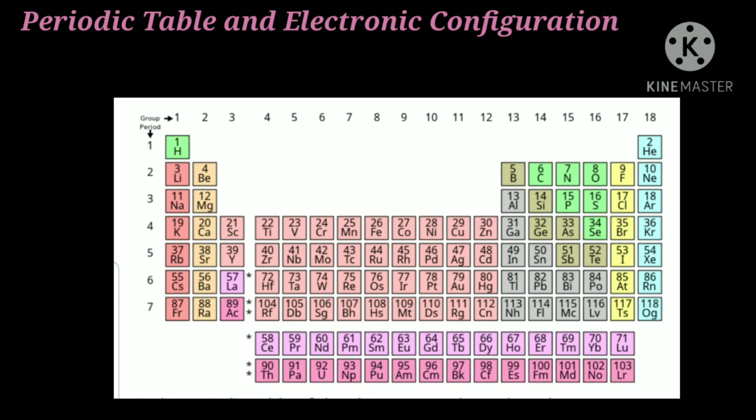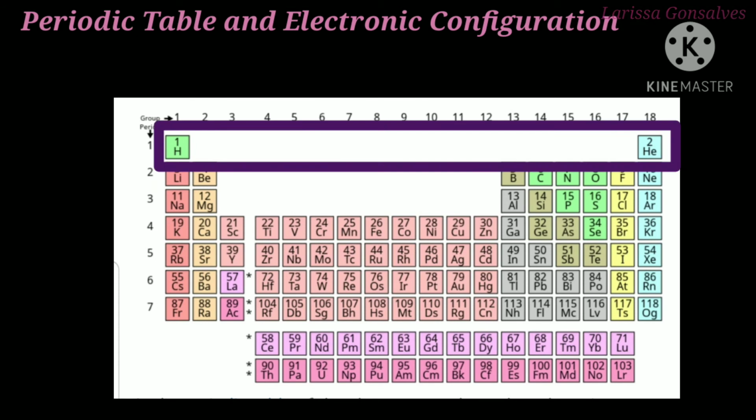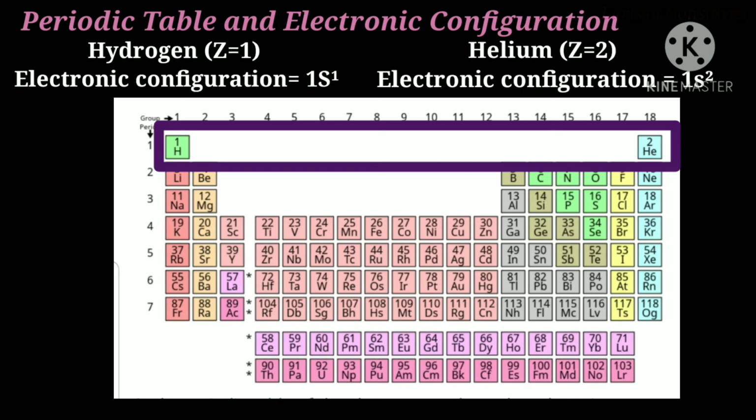The first shell can accommodate only 2 electrons. So there are 2 elements in the first period, that is hydrogen and helium. Hydrogen has the atomic number 1 and helium has atomic number 2. So the electronic configuration of hydrogen is 1s1 and that of helium is 1s2. So the first period will end with helium because helium has a complete duplet, that is the s shell, which has the capacity to accommodate 2 electrons, is completely filled in case of helium.